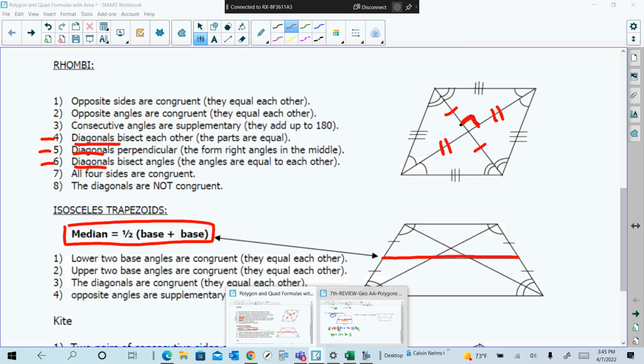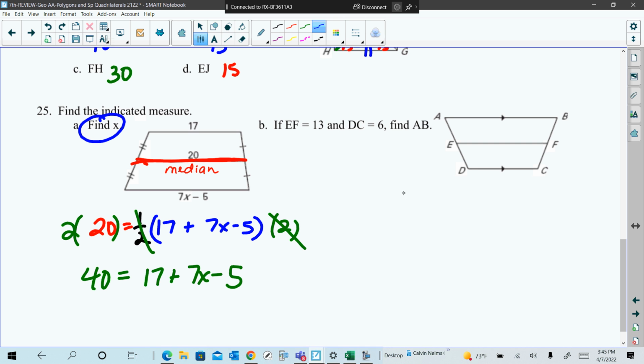So I'm just going to rewrite that here. Your median equals half of your base plus base, is what it says on the sheet, right? Base plus base, because every trapezoid has two bases. They have what we tend to call the top base, which is our base 1, and our bottom base, which is our base 2. Okay, just understanding what base plus base is.